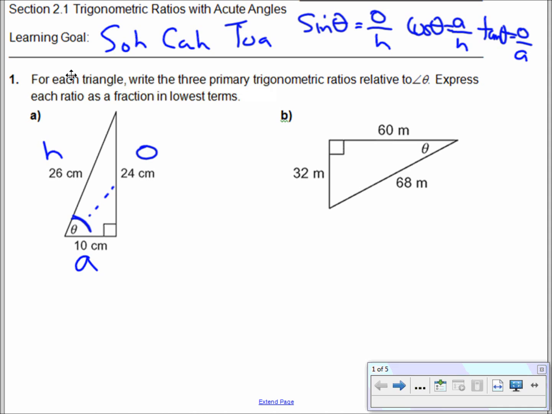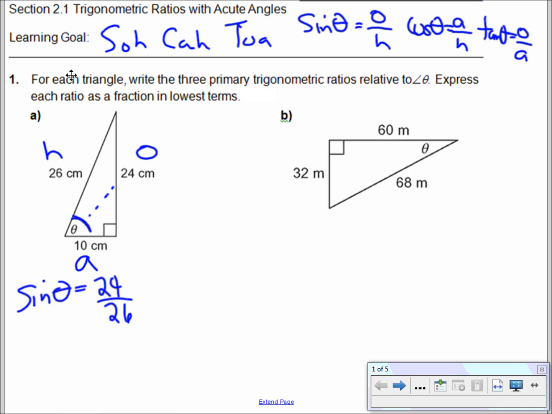Okay, so all this is asking to do is set up the 3 ratios for each triangle. So once I've identified it, it's not a big deal. Sine of theta is equal to, well, I know it's opposite over hypotenuse. So opposite is 24, and hypotenuse is 26.